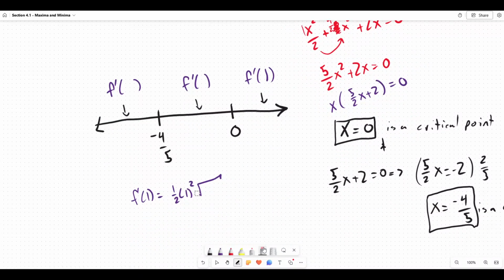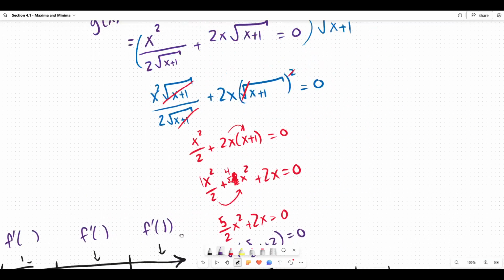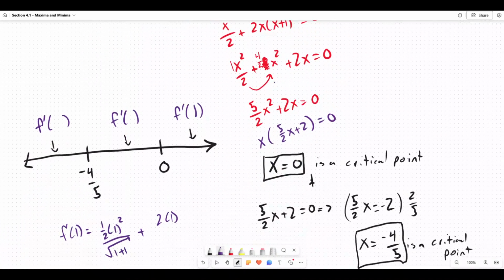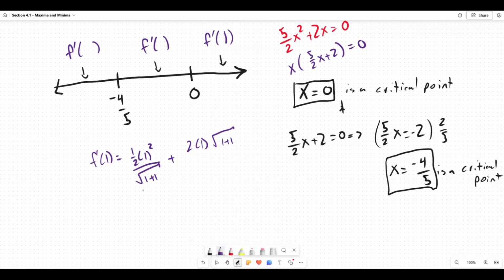Actually, it should be over the square root, divided by the square root of 1 plus 1 plus 2 times 1 times the square root of 1 plus 1. Now, here's the important thing. You can fill this out in a calculator and you can get an exact answer.